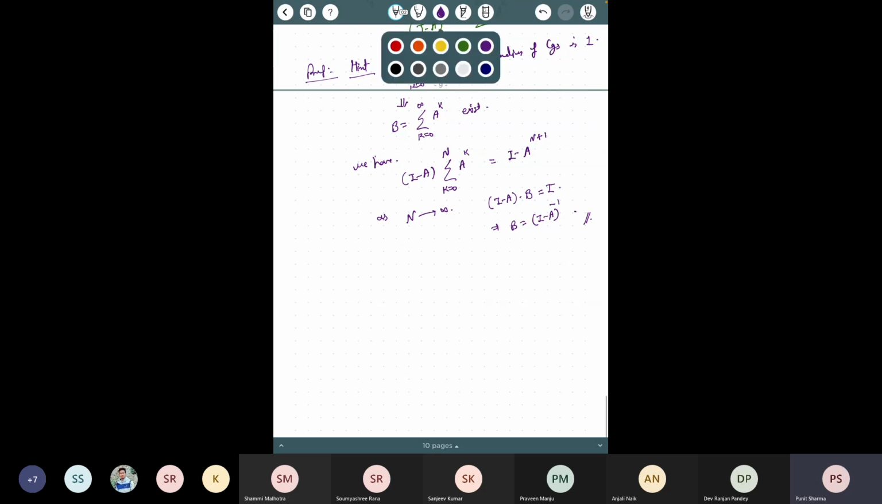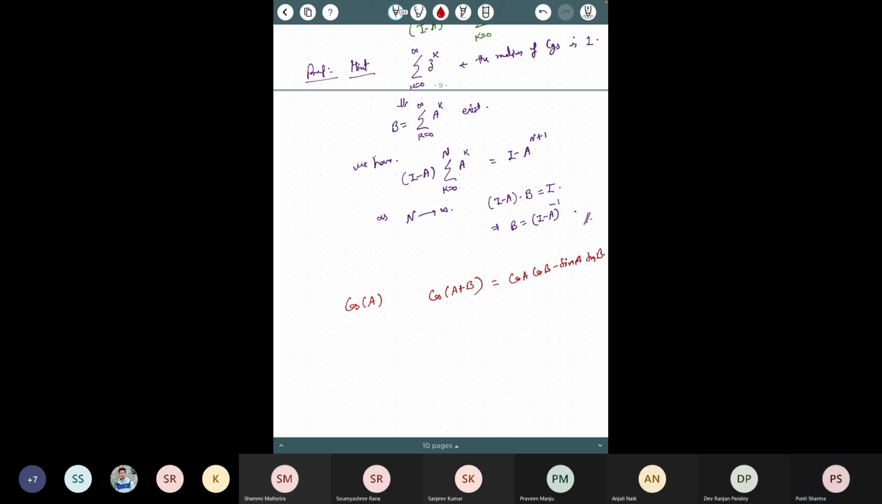For example, as I mentioned, this cos of A you can always define for any square matrix A. But then you can ask, what about cos of A plus B? This is also defined, but can you say that cos of A plus B is equal to cos A cos B minus sin A sin B? This is true when A and B are scalars. Is it also true when A and B are matrices? This kind of question you can pose.